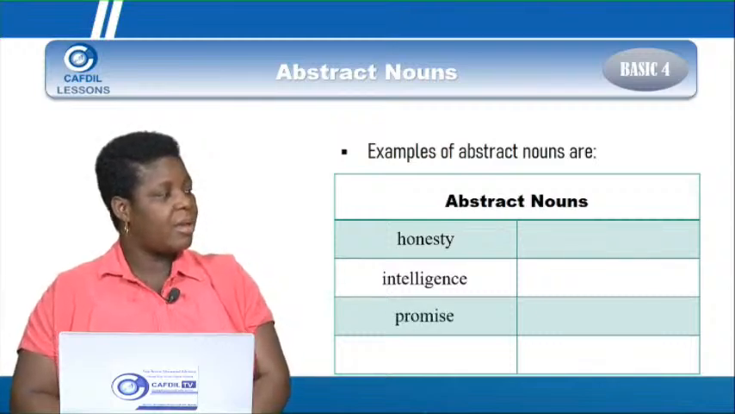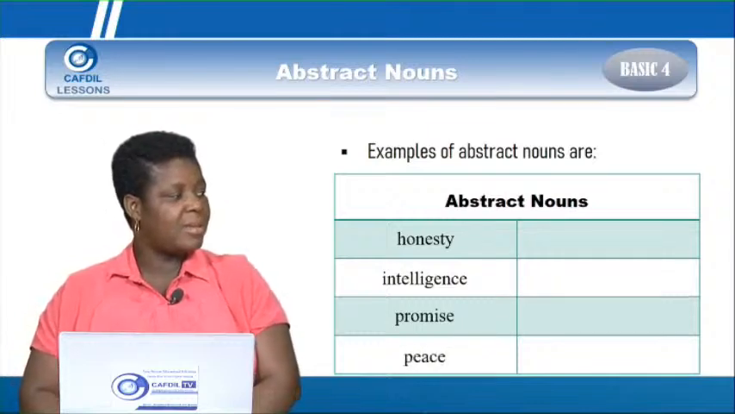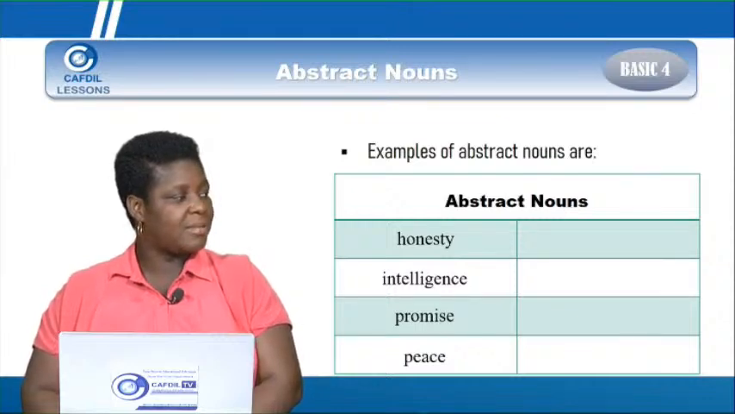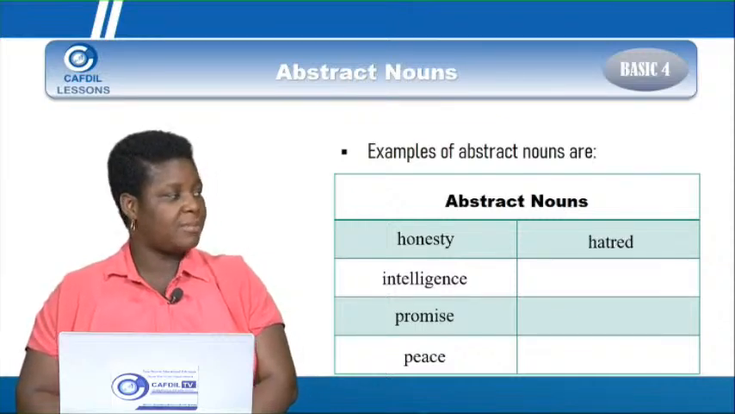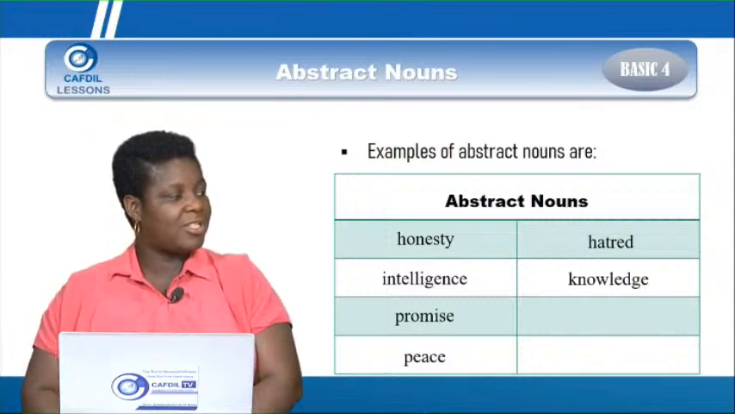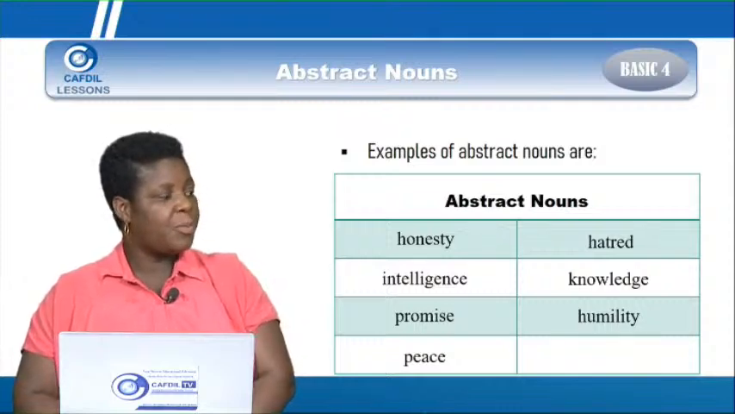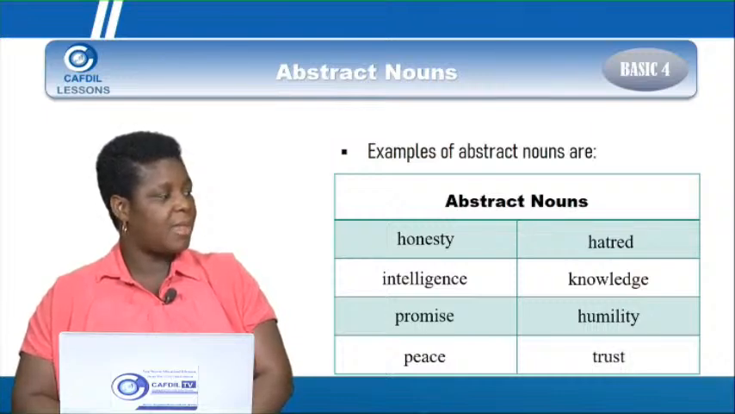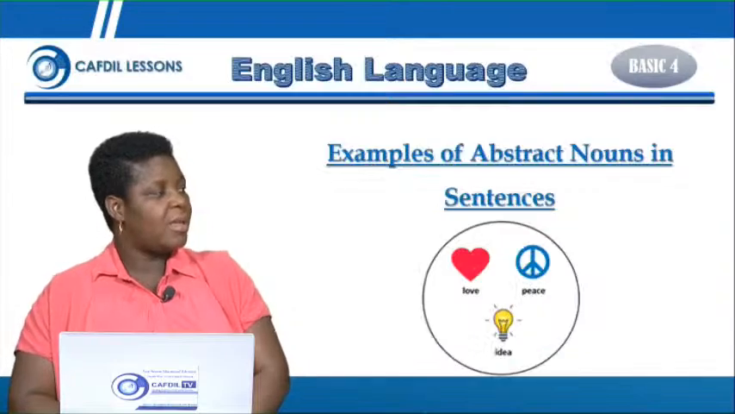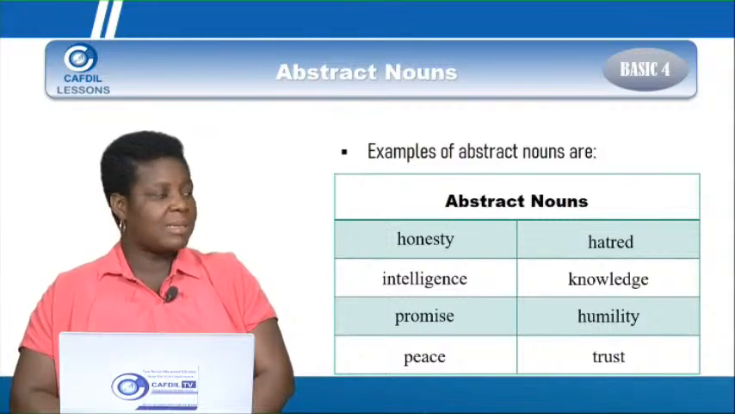Promise. Peace. Hatred. Knowledge. Humility. Trust. Now, all these are examples of abstract nouns.